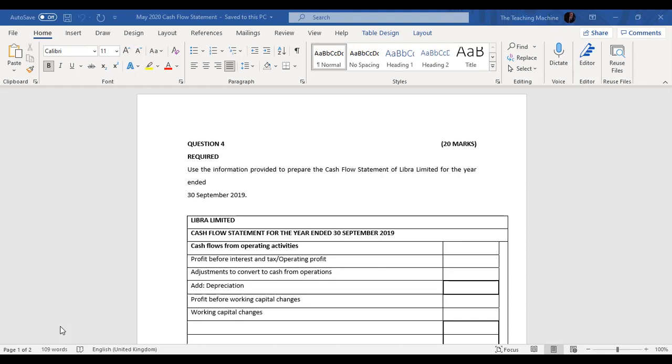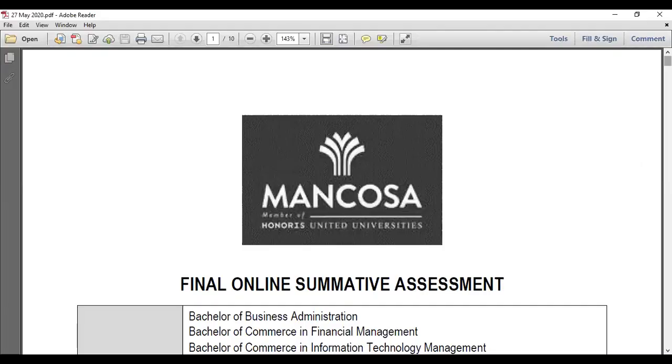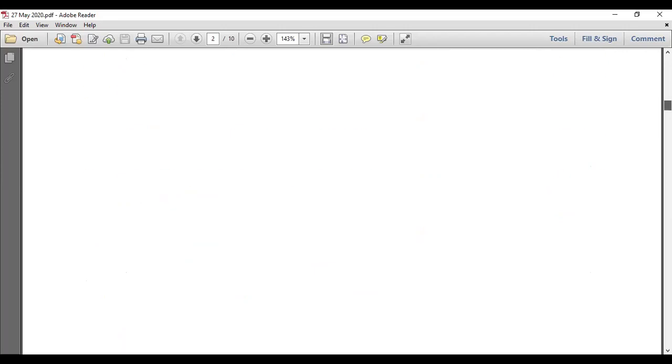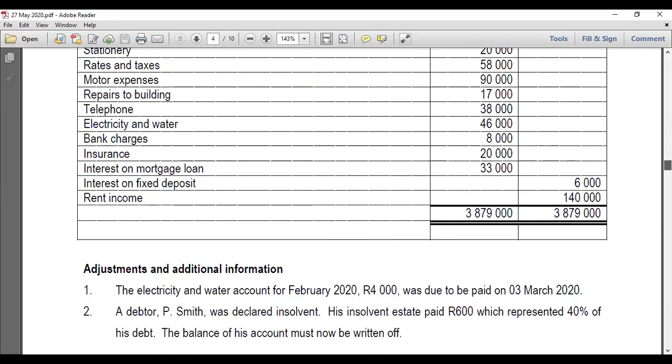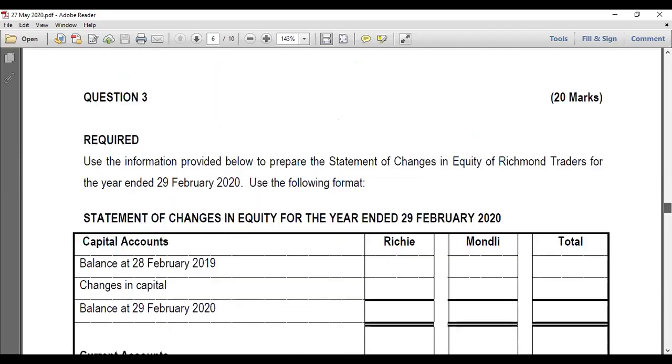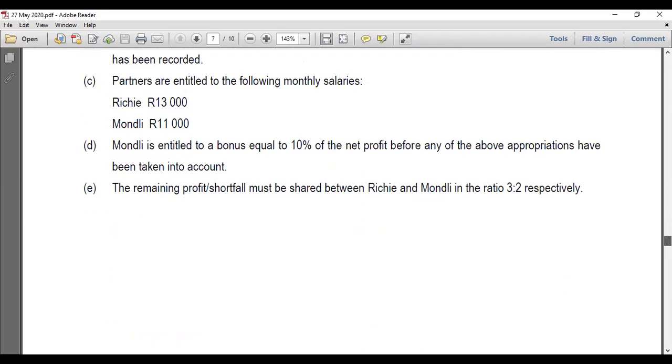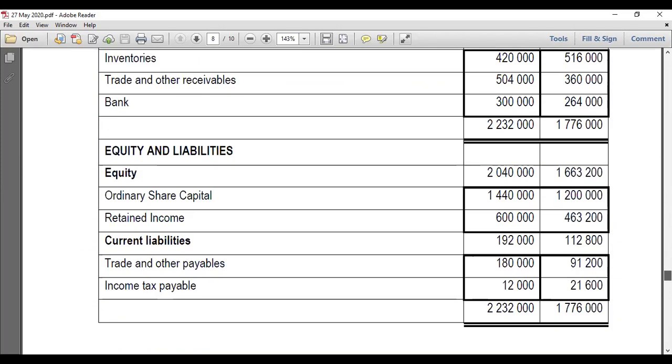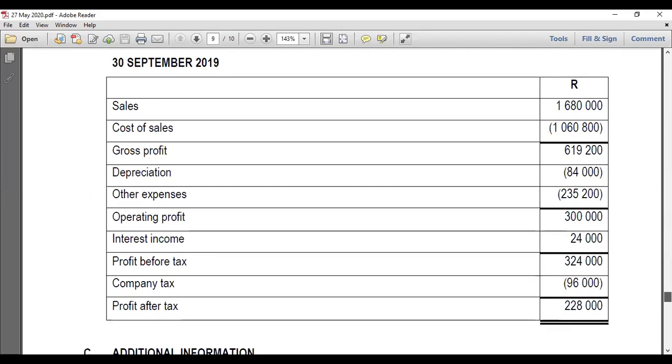Okay, I'm gonna show you just now. 300,000. 300,000, all right? Let me show the statement here. So this is our operating profit. It's given as 300,000. So we're gonna record the 300,000 as our operating profit on the cash flow statement. So here you go, 300,000.